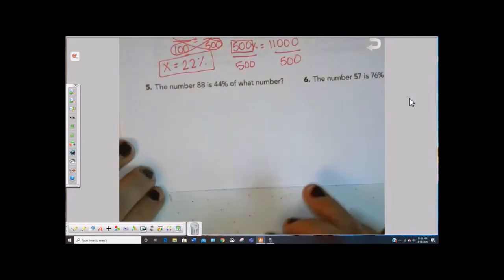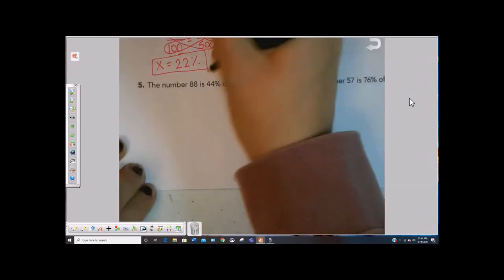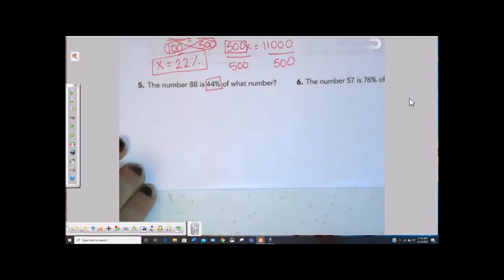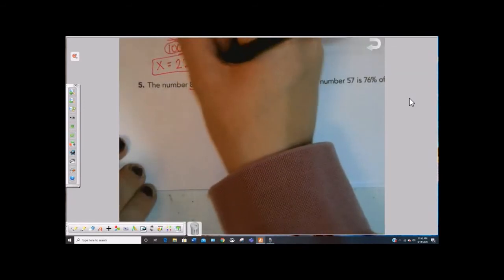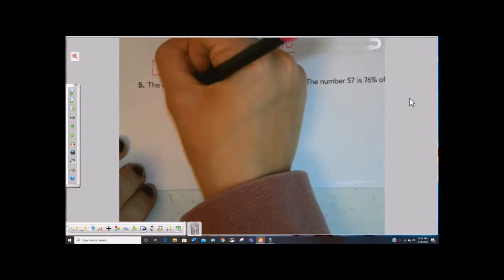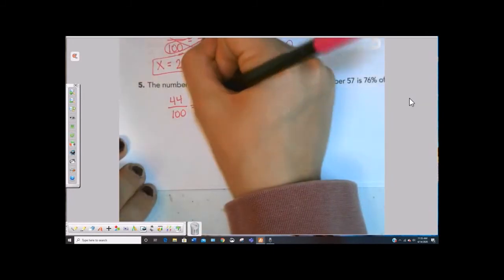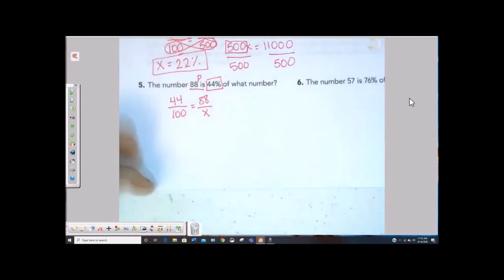Okay, number 5 says the number 88 is 44% of what number? You already see percentage. And 88, that is your part. So we're trying to find the whole. So you're going to have 44 over 100 equals 88 over x.